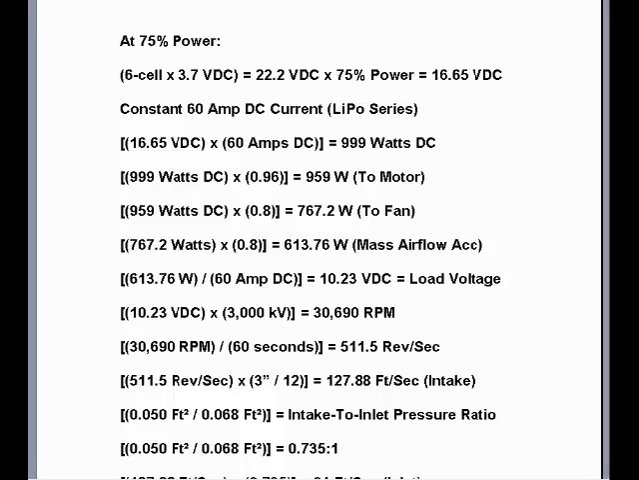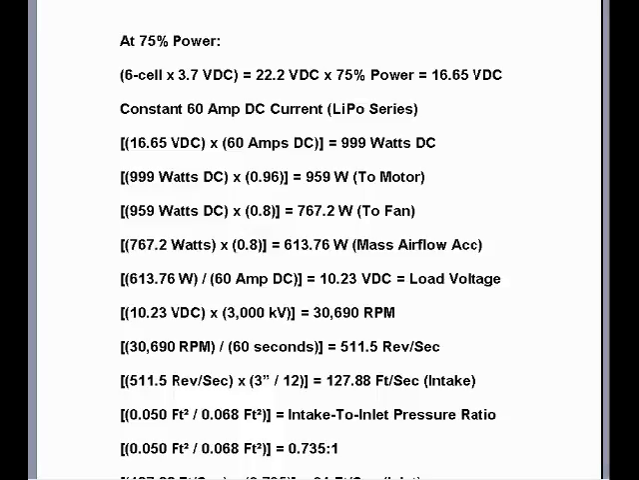By the time the electricity reaches the motor, there's 959 watts, which is 999 watts times 0.96 electrical efficiency. DC electrical power flowing through a copper wire less than 10 feet has about a 4% loss of electrical power due to resistance and heat dissipation. So 959 watts DC times an electromotive efficiency of a DC brushless electric motor of 80% equals 767.2 watts of mechanical power transfer from electrical to the fan.